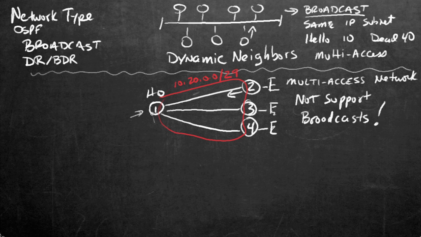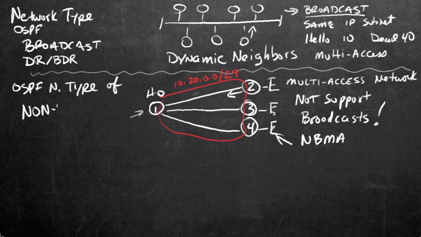And what would we call something like this? A multi-access network that doesn't support broadcast. Well, there's a couple names we could think of. I could think of NBMA, a non-broadcast multi-access network, which is exactly what this is. And in OSPF, we have several ways of dealing with this. One is an OSPF network type of non-broadcast.